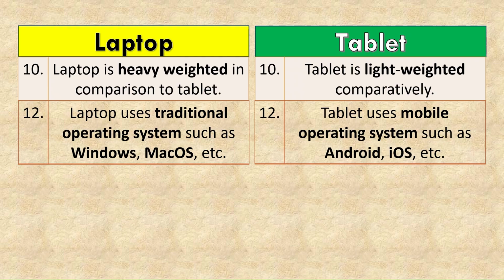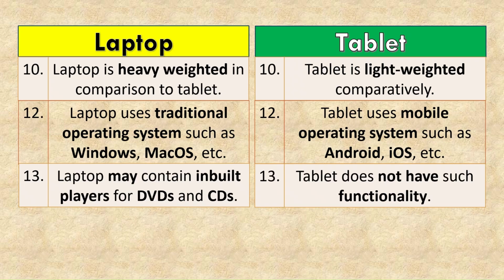Laptop uses traditional operating systems such as Windows, Mac OS, etc. Tablet uses mobile operating systems such as Android, iOS, etc. Laptop may contain inbuilt players for DVDs and CDs, tablet does not have such functionality.